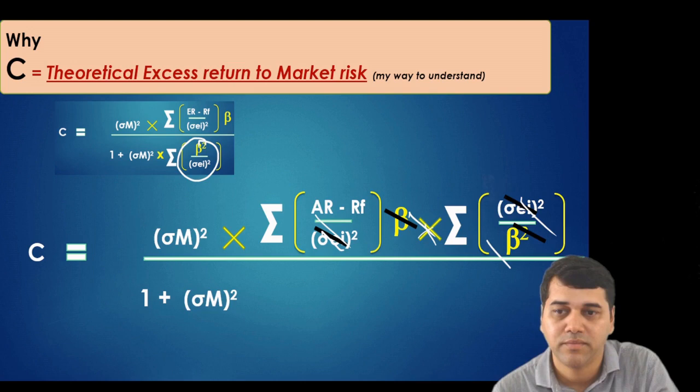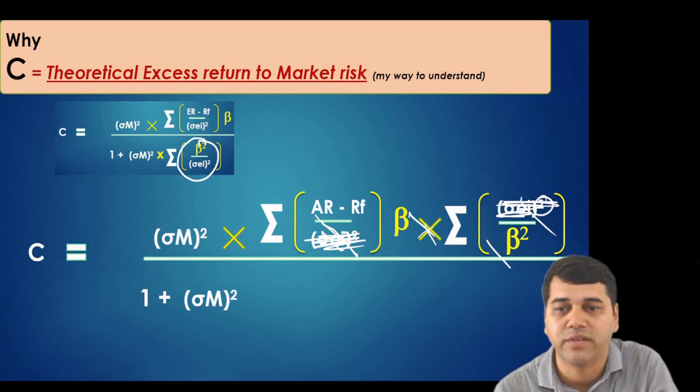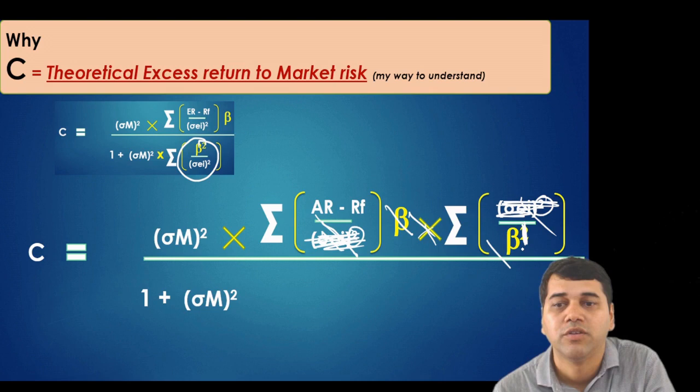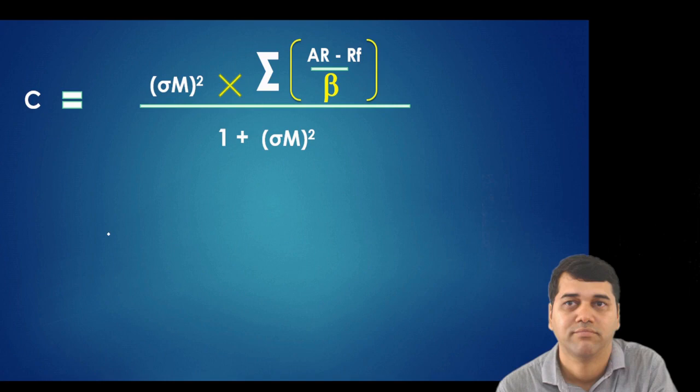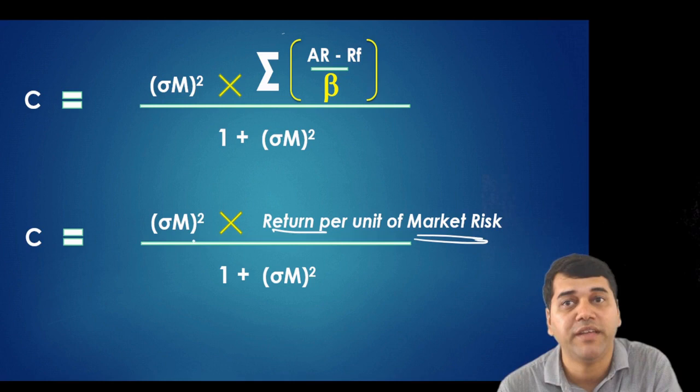What gets cancelled? Because there is beta square here, unsystematic risk fully gets cancelled with this, because these both are square values, correct? Beta will get cancelled with this squared value. So what are you left with? You are left with this equation. Now, what is this, AR minus RF divided by beta? Return per unit of market risk into market variance divided by 1 plus market variance. For the time being, I'll ignore this.